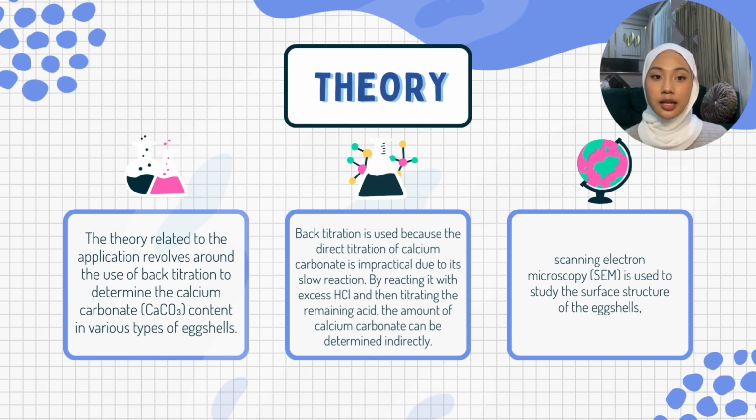Additionally, scanning electron microscopy is used to study the surface structure of the eggshells, providing insights into the physical characteristics such as thickness and porosity, which can vary between species due to environmental factors, diet, and genetic traits.